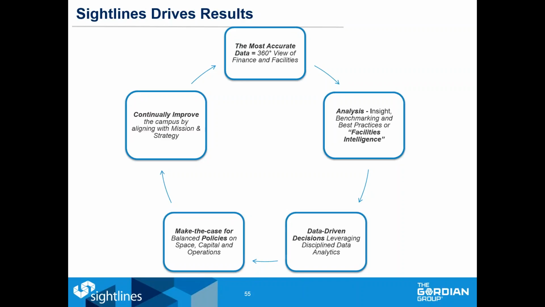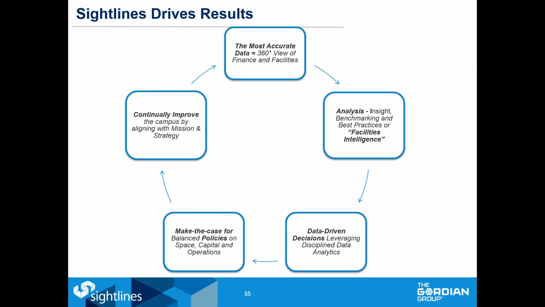We start on top with the most accurate data about your campus, a holistic 360-degree view of finance and facilities. The analysis, insight, benchmarking, sharing of best practices brings you facilities intelligence. That enables you to make data-driven decisions on your campus, lets you make the case for better policies regarding space, capital, and operations, and ultimately enables you to continually improve the campus and align it with mission and strategy.